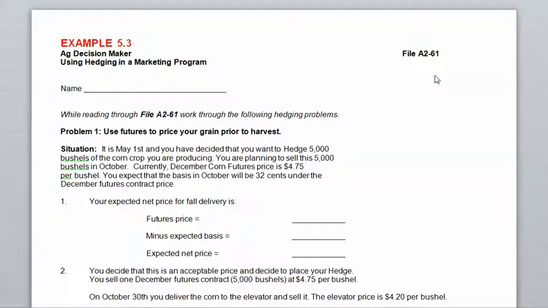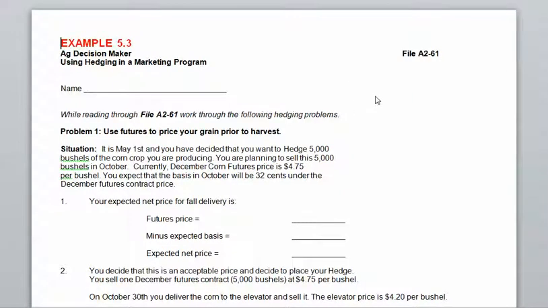Okay, so let's take a look at problem 1. In problem 1, the situation is that it is May 1st and we are deciding that we want to hedge 5,000 bushels of corn we will be producing. We are planning to sell this 5,000 bushels in October. Currently, December corn futures price is $4.75. We expect that the basis in October will be 32 cents under the December futures contract price.